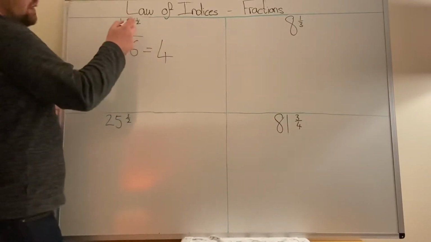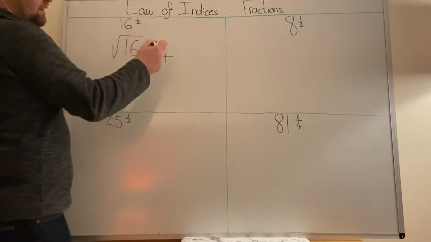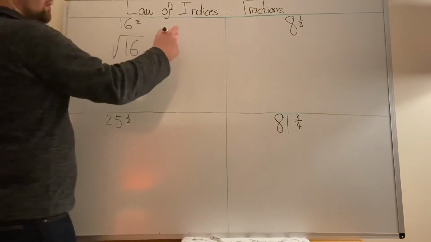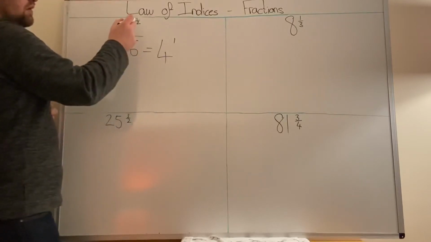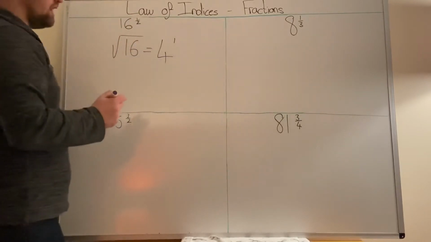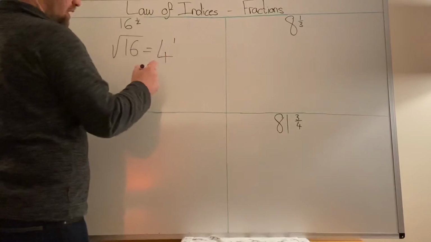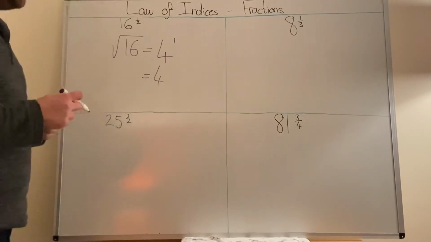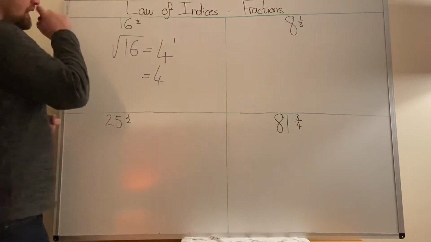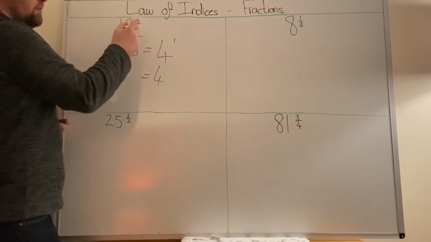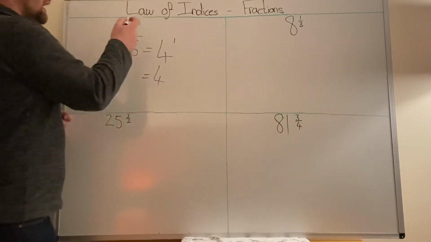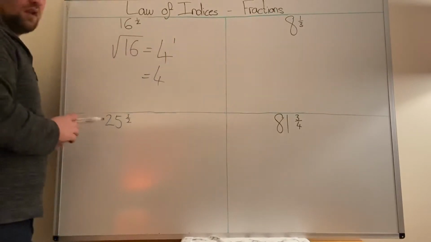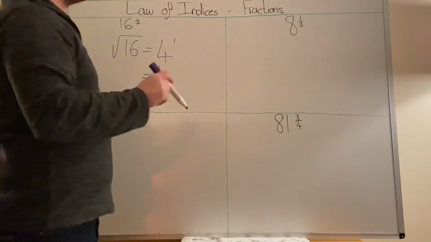Now what we technically do then, whatever your answer to the root is on the bottom, we then need to do the power of whatever's on the top of the fraction, the numerator. 4 to the power of 1 is 4. So our final answer to this is 4. So whatever the number on the bottom is your root, whatever the number on the top is, you then do it to the power of that. I'll show you another example just to make sure we're clear.